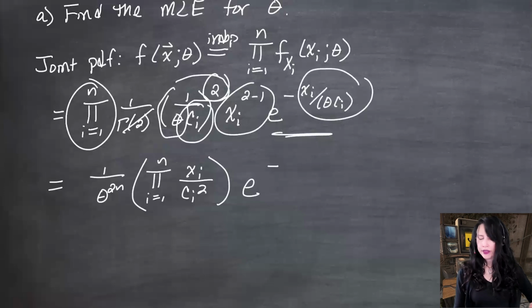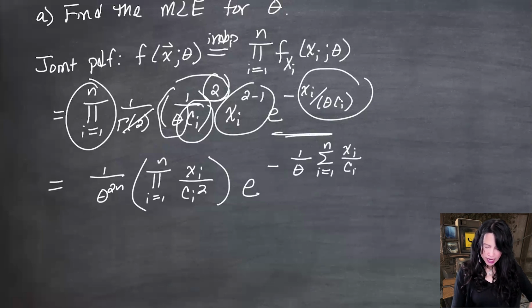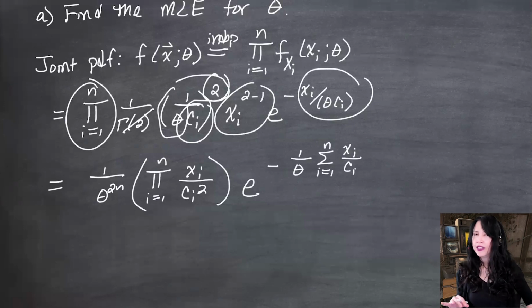Now I'm going to pull out theta, so minus 1 over theta, the sum as i goes from 1 to n, xi over ci. There is the joint PDF. And yeah, I left off the indicators, but for maximum likelihood estimation, well, you know the drill. It's not going to matter if the parameter is not in the indicator, which it's not.